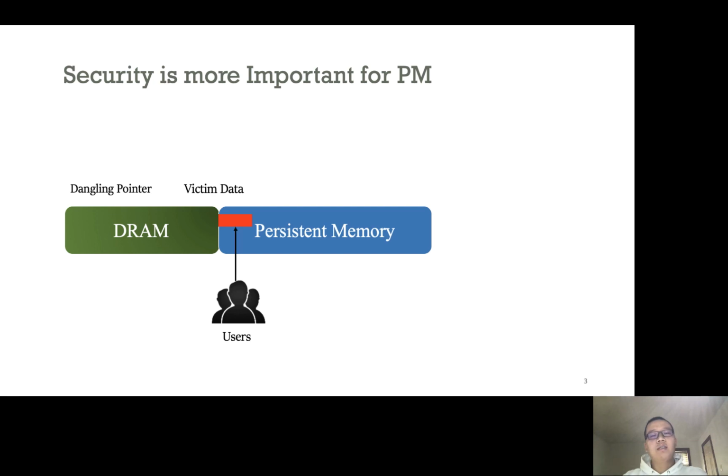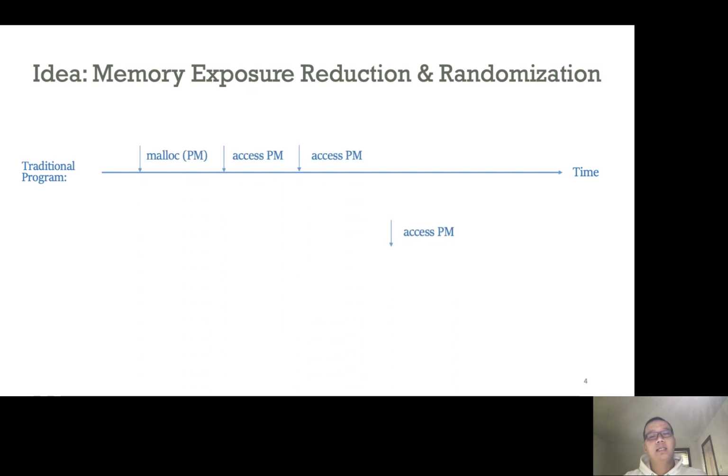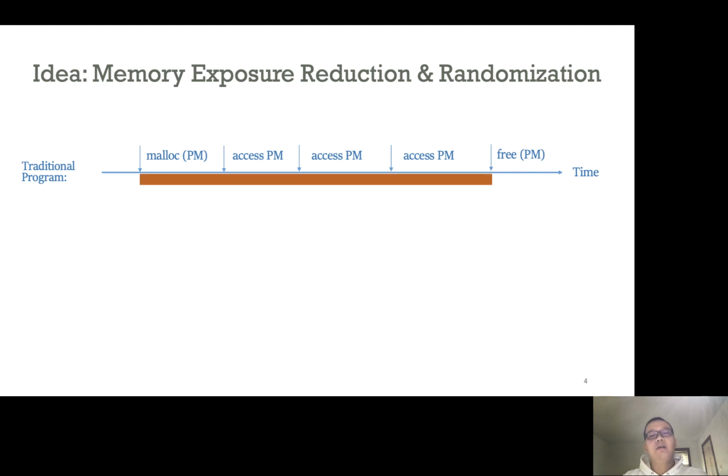To improve the security of the persistent memory, we propose an idea called memory exposure reduction and randomization. In the traditional program, the program will malloc the data and then perform several accesses. After the last access, the program will free that data. Between the malloc and free, the data is memory mapped to this process. We regard this memory as exposed during the malloc and free. This period of time is called the memory exposure.